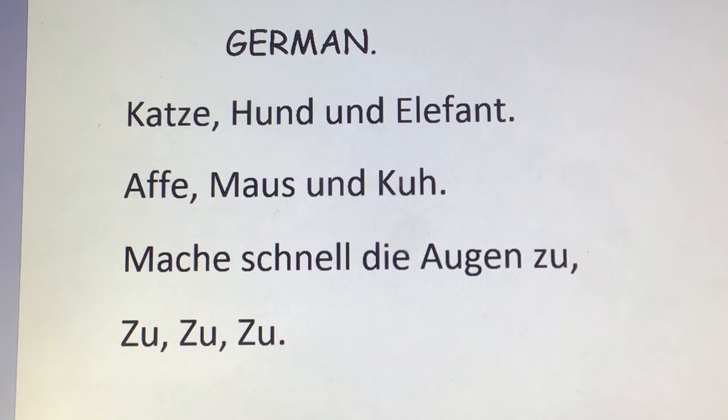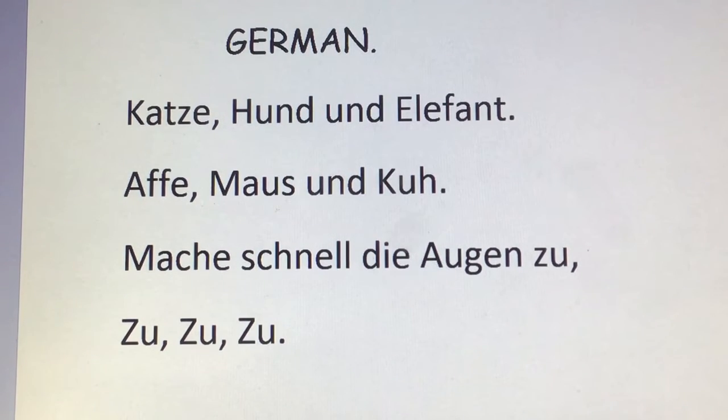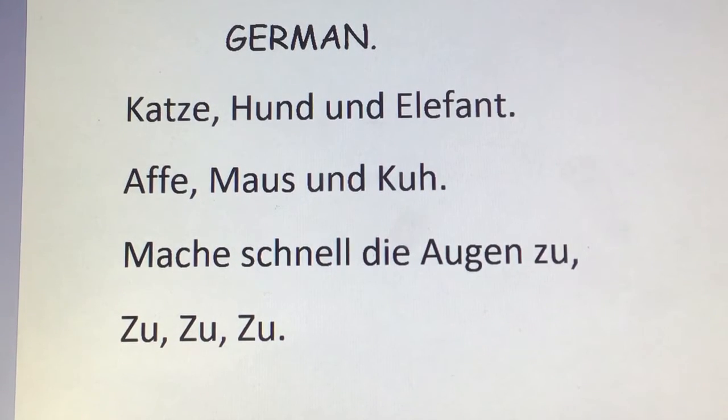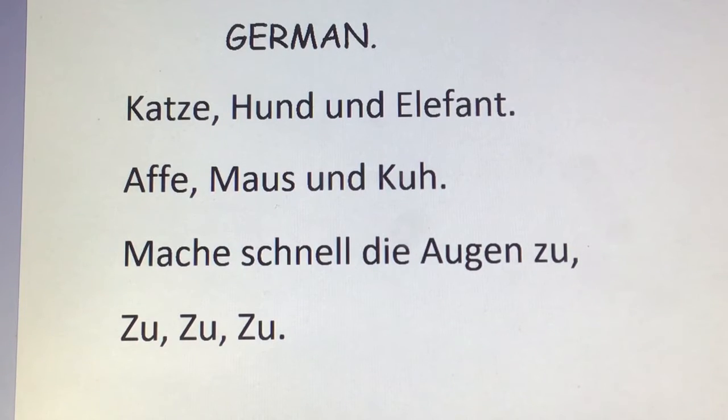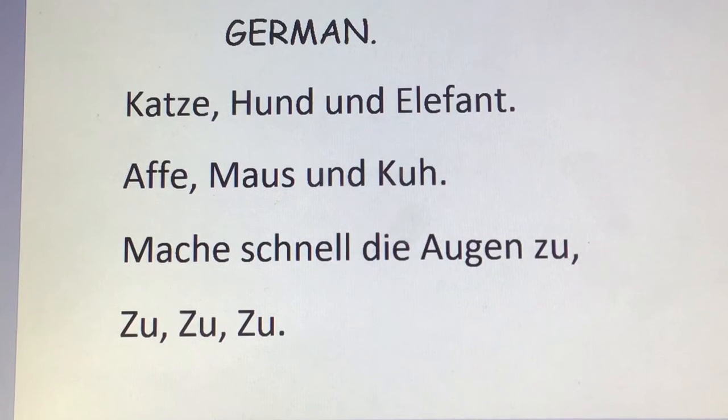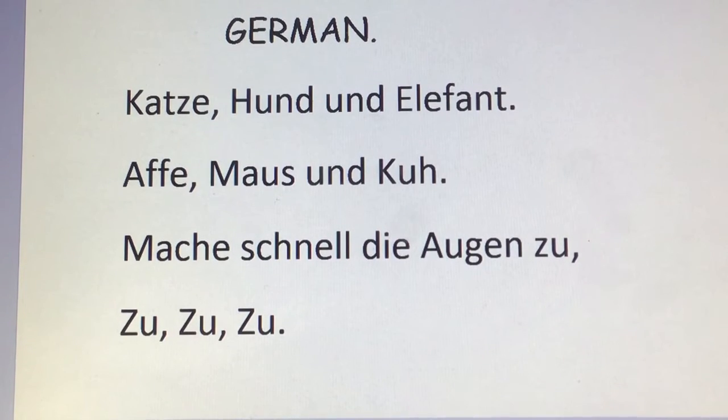The third line of this verse, of course, has a different word order than our English. It means close your eyes really fast. But in German, mache means make, schnell is fast, die Augen are the eyes, and zu is to close.